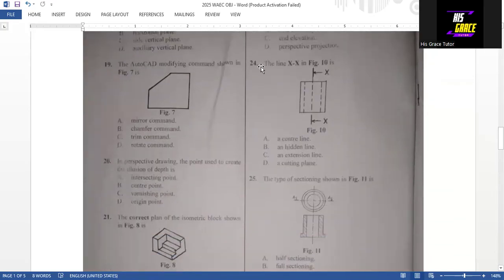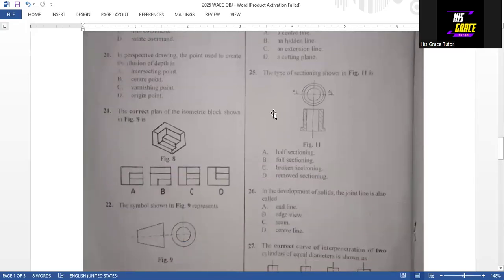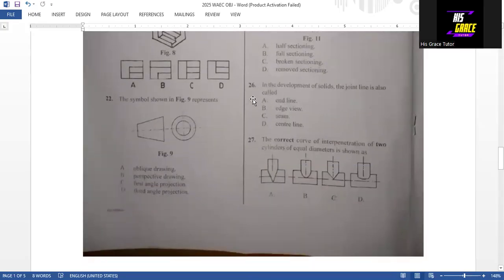Then question 24, the line XX in figure 10 is a cutting plane. That is option D, which gives us the answer to question 24. Then question 25, the type of section shown in figure 11 is a full section. That is option B, the answer to question 25. Question 26, in the development of solids, the joint line is also called a seam. That is option C, the answer to question 26.